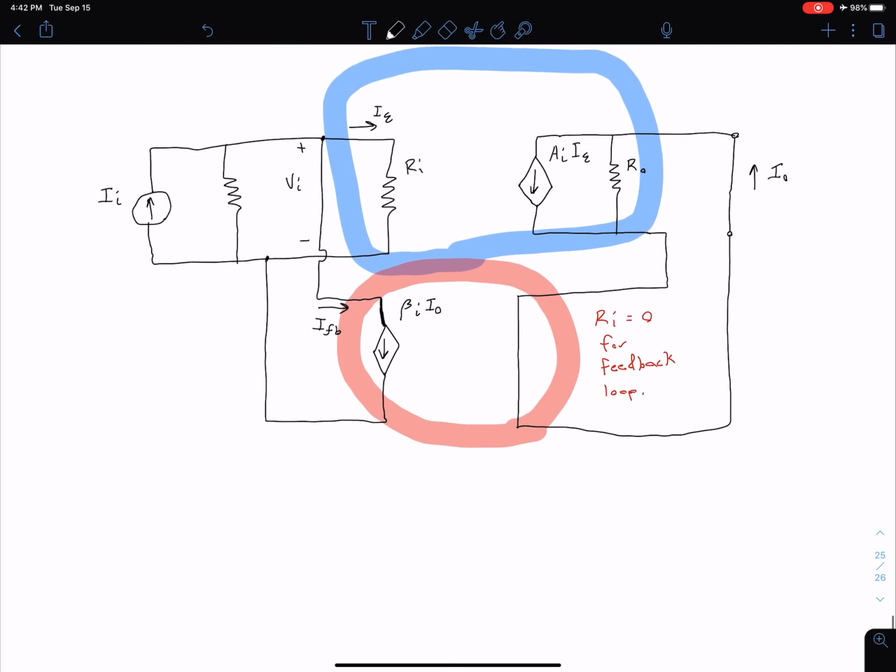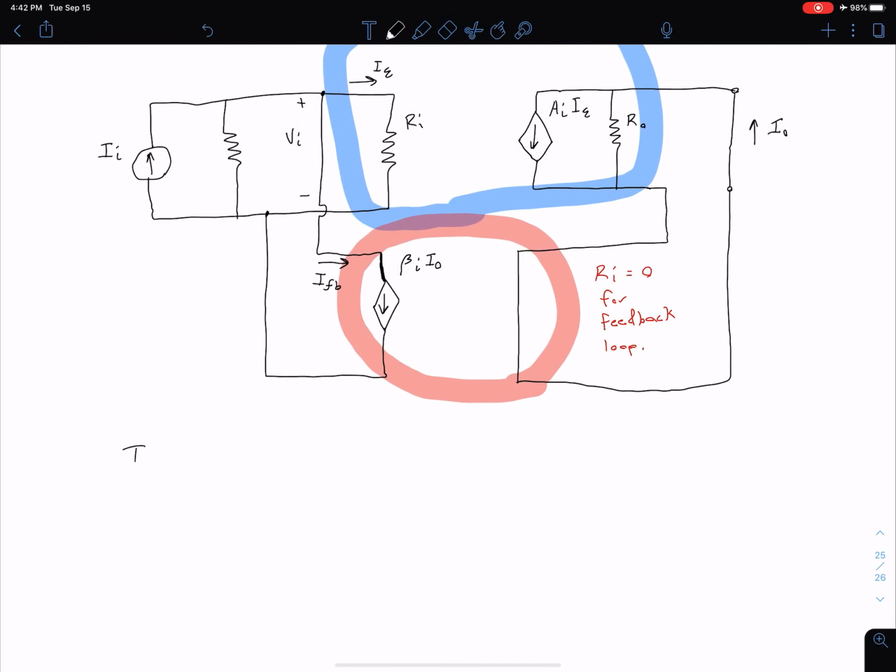Okay, so the first thing we're going to want to do, just like we did for our voltage amplifier, is analyze this in order to figure out our transfer function. And then in later videos, we're going to come back and talk about our input resistance, our output resistance, and ultimately an equivalent circuit for this current amplifier.